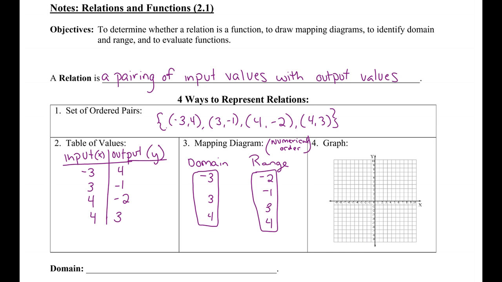And to complete my mapping diagrams, you're going to draw arrows to their corresponding parts. So an input of -3 gave me an output of 4, an input of 3 gave me an output of -1, and an input of 4 gave me an output of both -2 and 3.